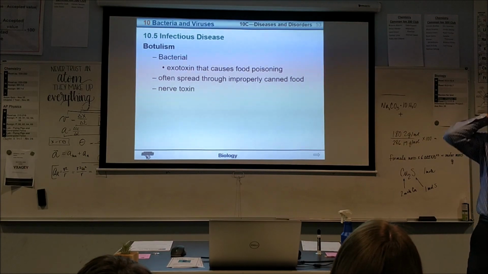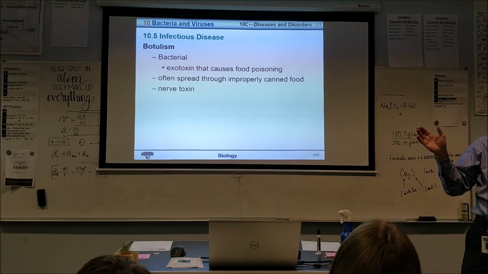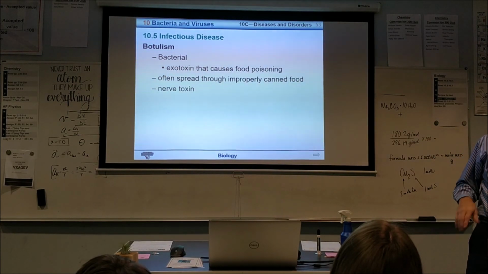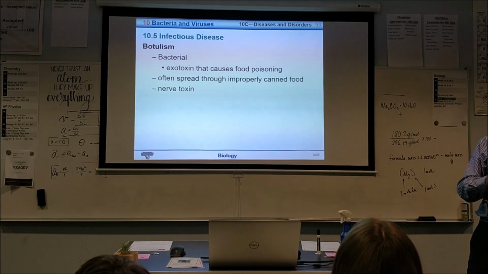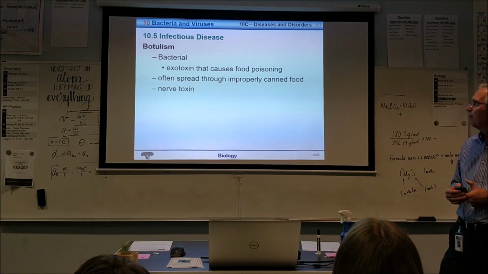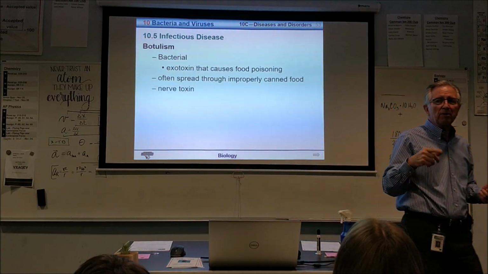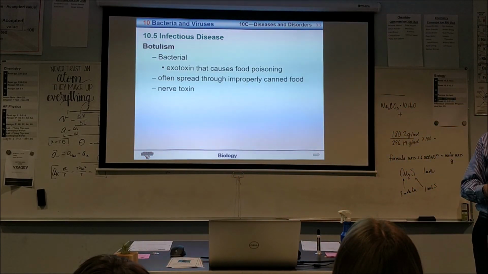Okay? So it usually spreads with improperly canned food. But that's the way it was when I grew up. My parents, well, most families were canning their own food to take them through the winter months. This was a process that people did for a long time before there even were refrigerators. But it is a nerve toxin. It can affect your nervous system, like paralyzing you.